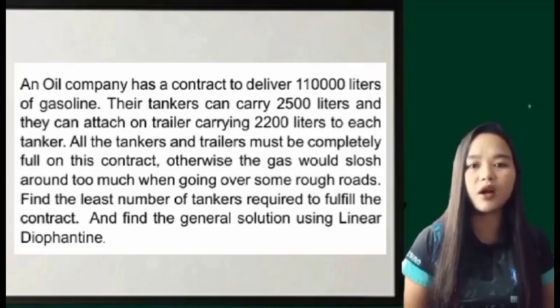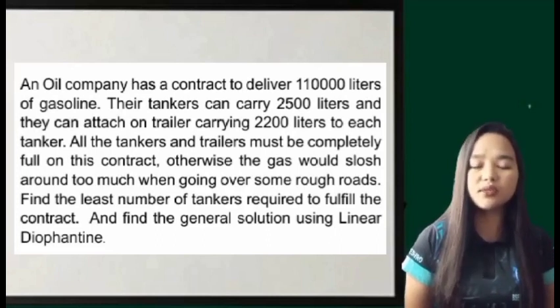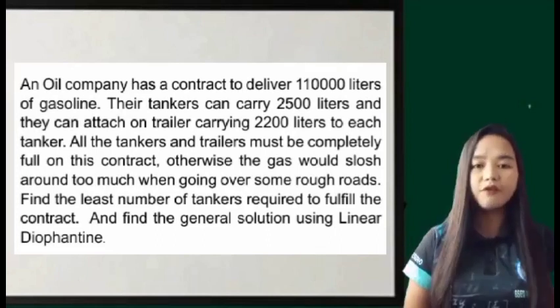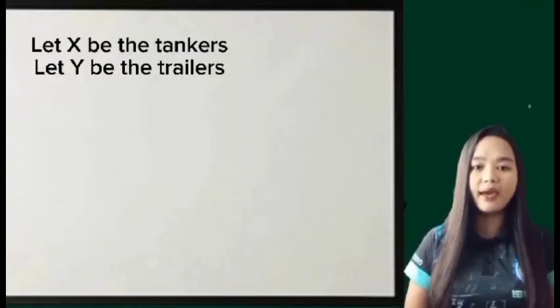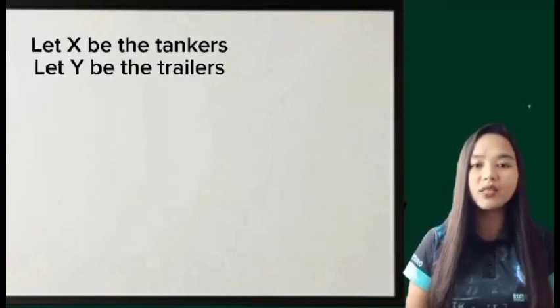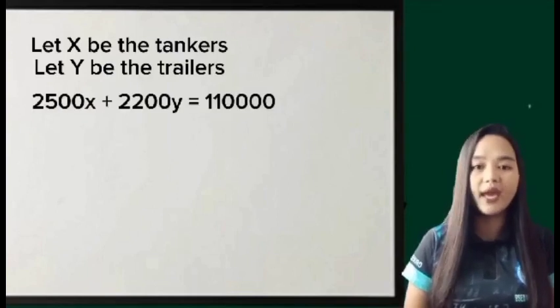Find the least number of tankers required to fulfill the contract and find the general solution using linear Diophantine. The first thing that we will do is to know what is given from the problem. So let X be the tankers and let Y be the trailers. So our equation now is 2,500X plus 2,200Y is equal to 110,000.